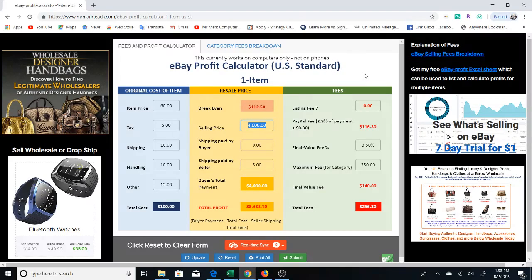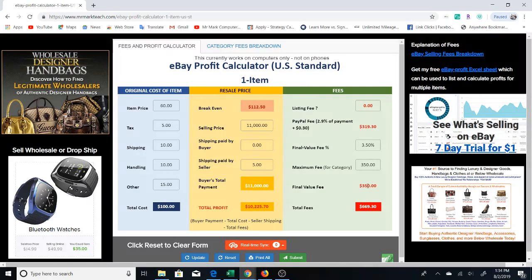Okay, 3.5% of this total payment. However, what if I'm selling it for something much larger, let's say $8,000? If I'm selling an item for $8,000, the final value fee is $280. Well, what if I'm selling it for $10,000? My final value fee is $350 exactly. And if I try to go to $11,000, it stays at $350.